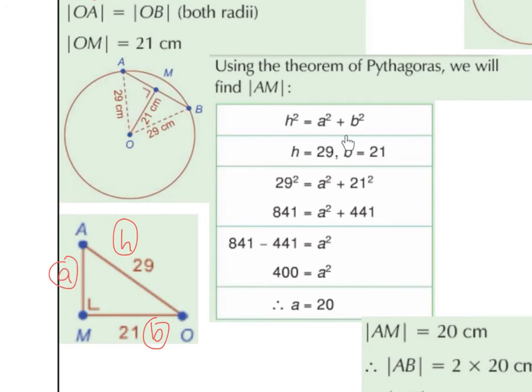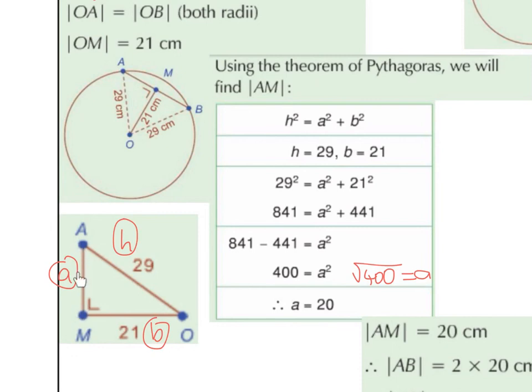So we have h squared equals a squared plus b squared. h is 29. b is 21. So the h squared becomes 29 squared. The a squared stays as a squared, and the b squared becomes 21 squared. 29 squared is 841. 21 squared is 441. Bring the 441 over the equal sign to become minus 441. 841 minus 441 is 400. So 400 is equal to a squared. So the square root of 400 will give us a. So the square root of 400 is 20. So a is equal to 20.